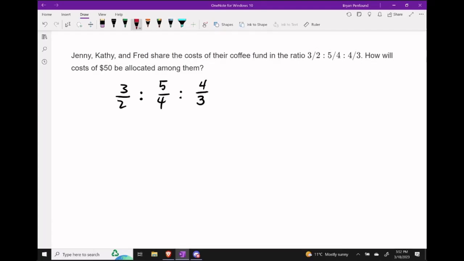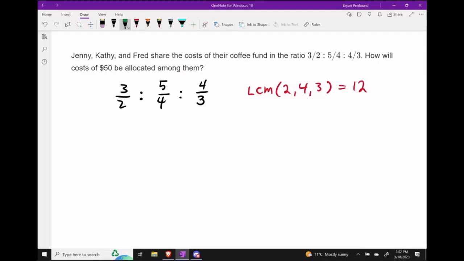This ratio can be a little bit tricky to work with because we are working with fractions. So one possibility is we can check to see if all these will convert to nice decimal numbers. But I notice a 4/3, and that's going to be a repeating decimal number, so I'm going to suggest the following strategy instead. Let's find the LCM of the denominators of 2, 4, and 3. The lowest common multiple of these three numbers is 12.